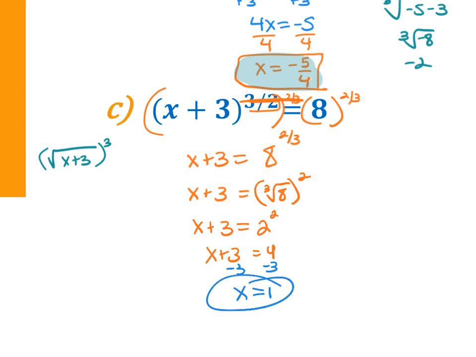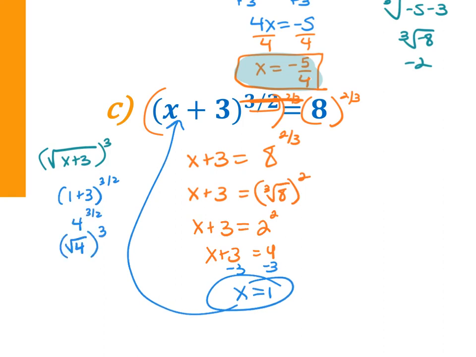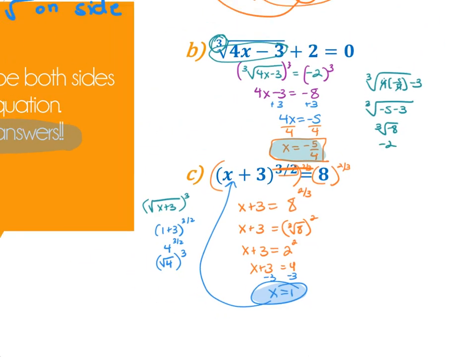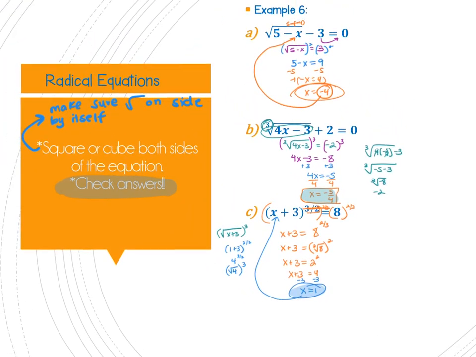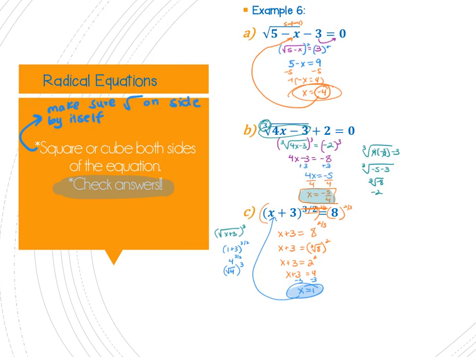Since it's a square root, I want to check my answer. 1 plus 3 to the 3 halves would be 4 to the 3 halves, or the square root of 4 raised to the 3rd. As long as you can square root the number underneath, which we can, since we can square root 4, my answer's fine. I'd keep x equals 1 as the solution. Questions on those?